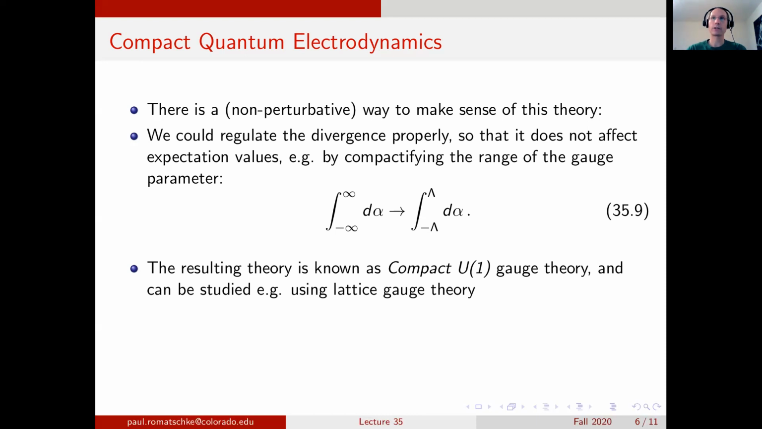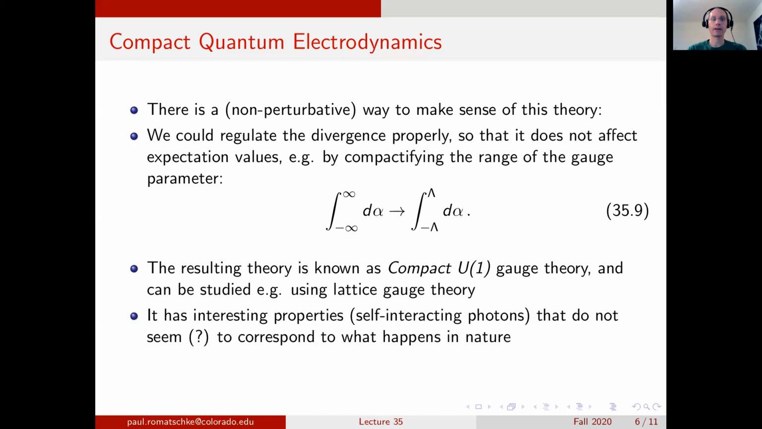And this can be studied non-perturbatively, for instance, using lattice gauge theory. It has some interesting properties. For instance, photons in this setup are actually directly self-interacting. This does not seem to occur in nature, where any interaction of photons has to be mediated by electrons. So it seems that this compact U(1) gauge theory does not actually correspond to the actual realization that we have for electromagnetism in nature.